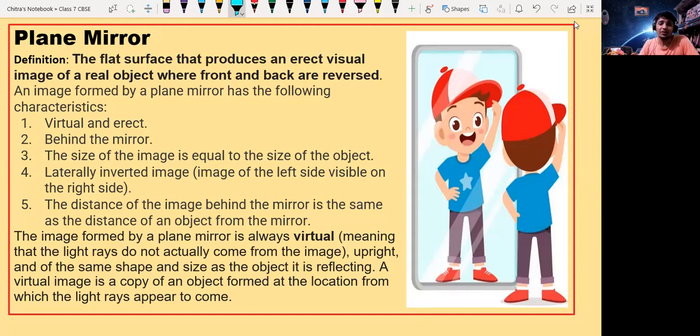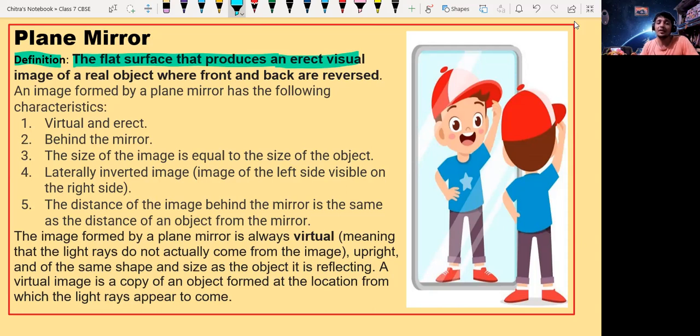First we have the definition. What is a mirror? The flat surface that produces an erect image of the real object. Erect means the image which is above the x-axis, which we call a standing image. The front and back are reversed, and left hand and right hand sides are reversed, which is also called inversion in configuration of the mirror, image and object, formed by the plane mirror.